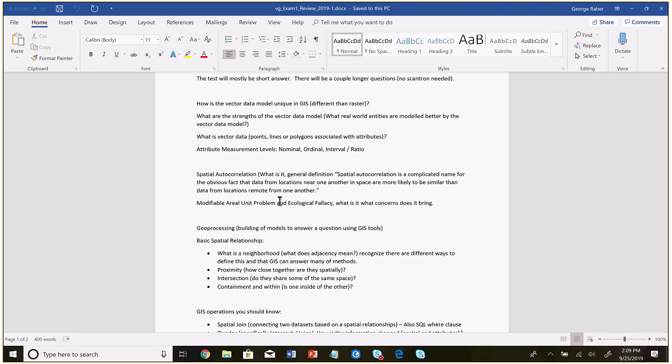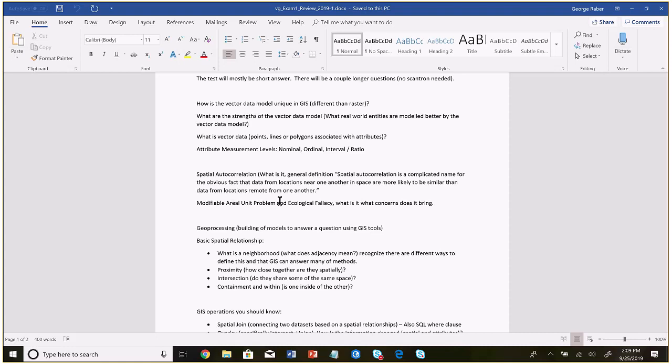We might see a different pattern. So the modifiable areal unit problem is all about the pattern that's apparent, and the ecological fallacy is actually about saying, well, the unemployment in Mississippi is 30%. That's horrible. All right. I don't know if it's anywhere near that.